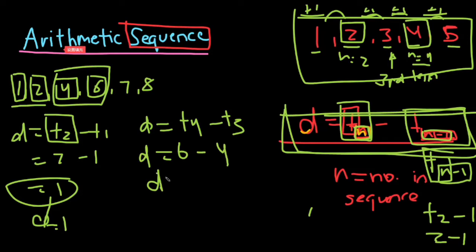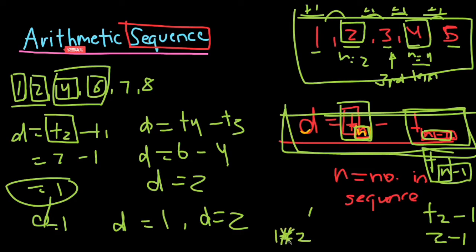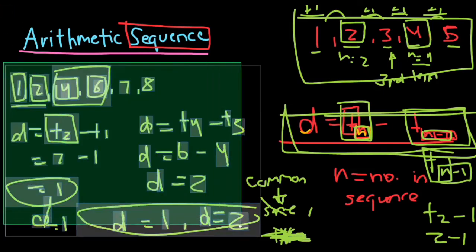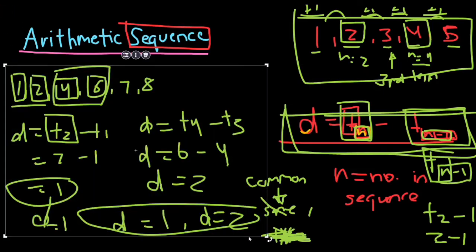D is equal to 2. Now, since we know that in the first attempt D is equal to 1, and this is D equal to 2, I'll show you this much: 1 does not equal 2. D equals 1, D equals 2. They are not common, remember? You know what common means? It just means same. The difference is not the same. This means that this is not an arithmetic sequence. 1, 2, 4, 6, 7, 8 is not an arithmetic sequence.